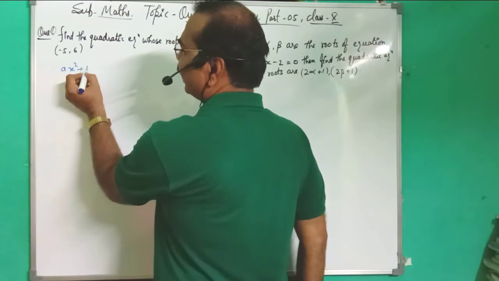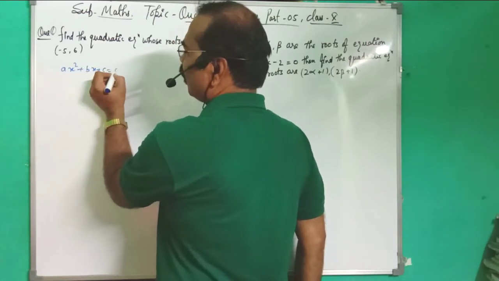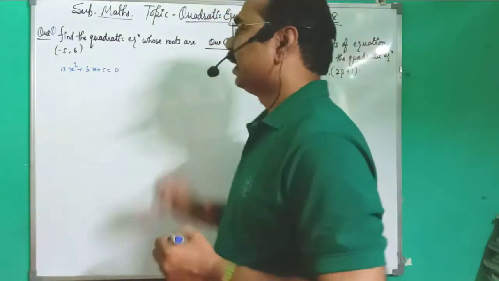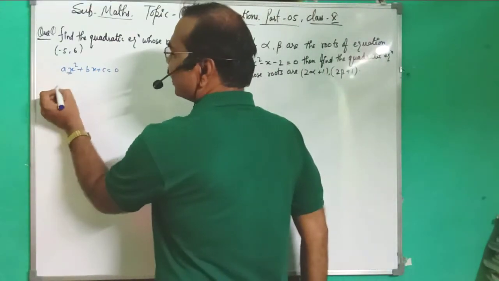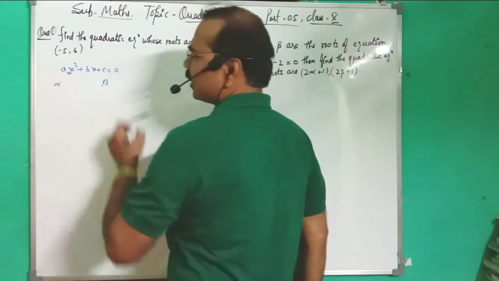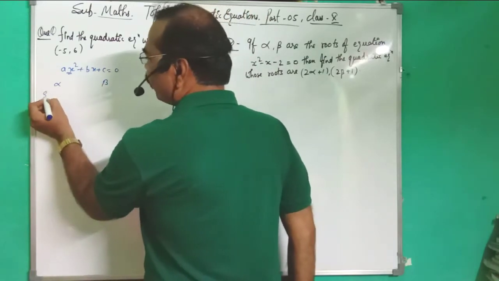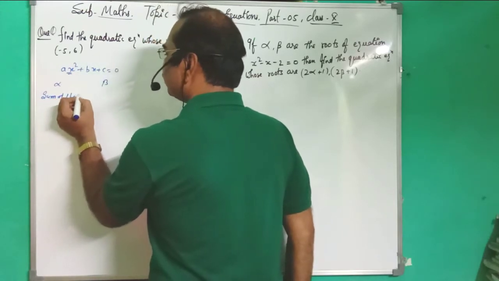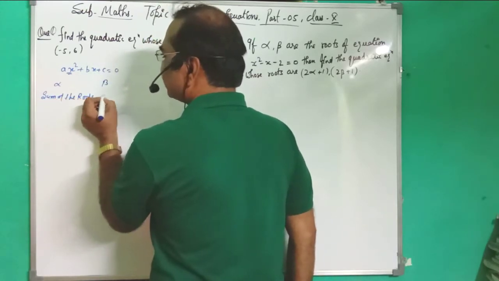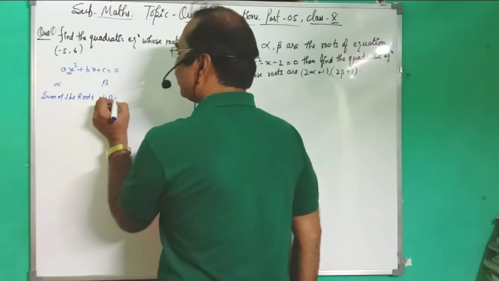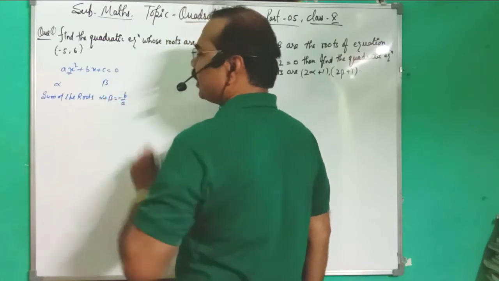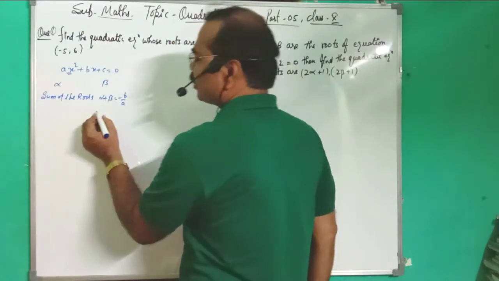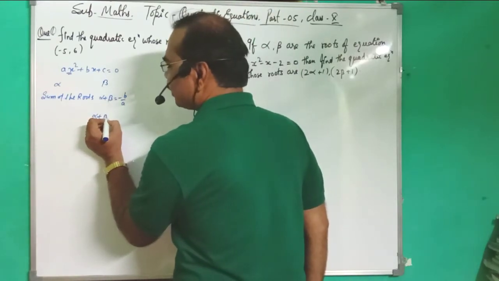Suppose you are given any quadratic equation of the form ax square plus bx plus c. Here the power is 2, which means there are two roots, one is alpha and the second is beta. According to that, we can know the sum of the roots. Okay students, the sum of the roots is alpha plus beta, and that value is equal to minus b upon a. So we can find the value of alpha plus beta.